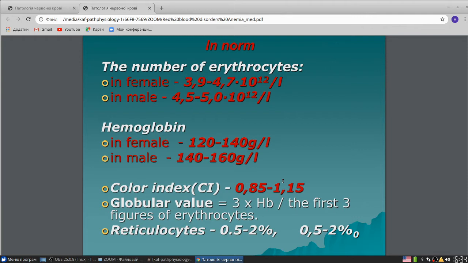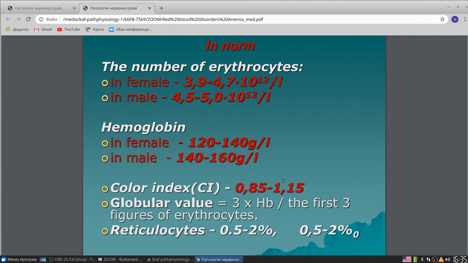Normal shape of erythrocytes is biconcave or disc shape. It's well known information for all students. Normal size of erythrocytes is from 7.5 till 8.5 micrometers. Function of erythrocytes is transport of oxygen in our body. The normal value of erythrocytes in numbers depends on male and female, from 3.9 till 4.7 times 10 to the power 12 per liter in female and 4.5 till 5.0 in male.